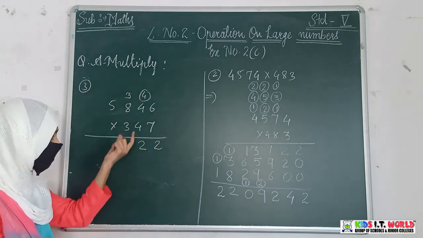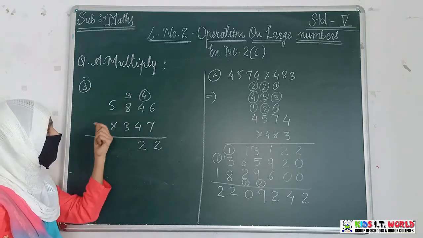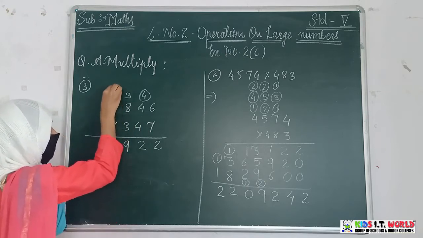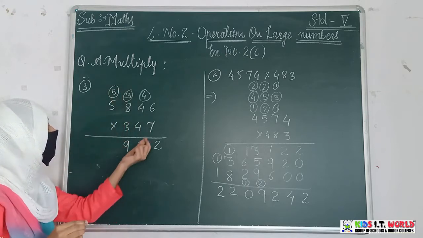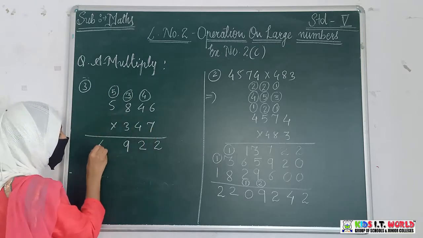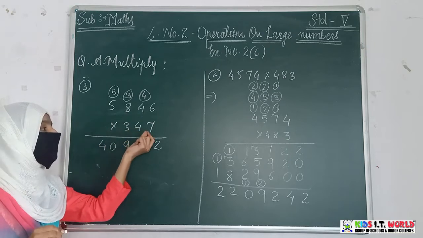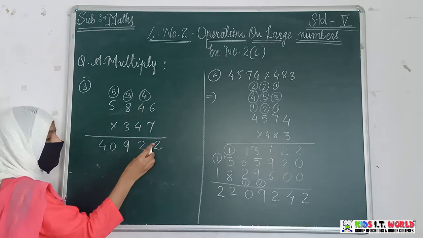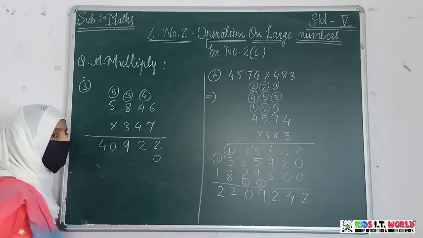3 will be here. 7 8s are 56. 56 plus 3 it is 59. 5 will be carried. 7 5s are 35. 35 plus 5 it is 40. Here the multiplication by the 7 is over. Now we are coming to the second step. You have to write the 0 here.